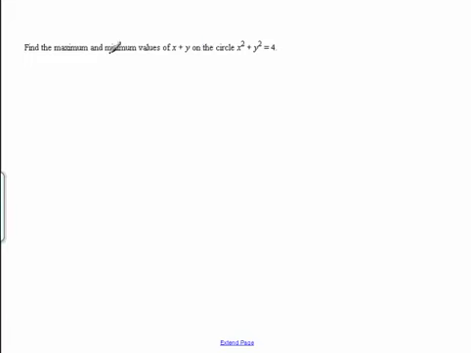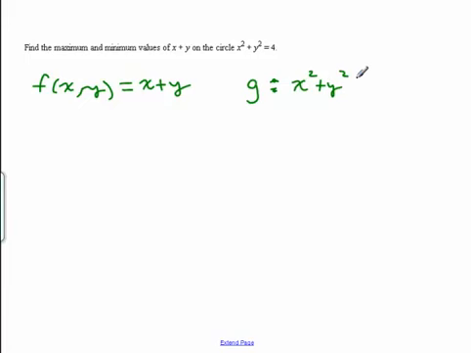So here we have a function which equals x plus y, and it's subject to the constraint. Our constraint is such that x squared plus y squared must equal 4. Well, it must be less than or equal to 4. Actually, it's on the circle, so x squared plus y squared must equal 4.